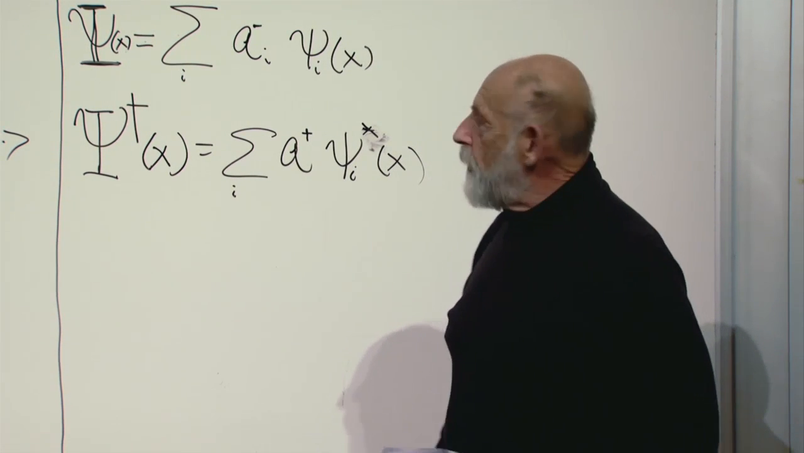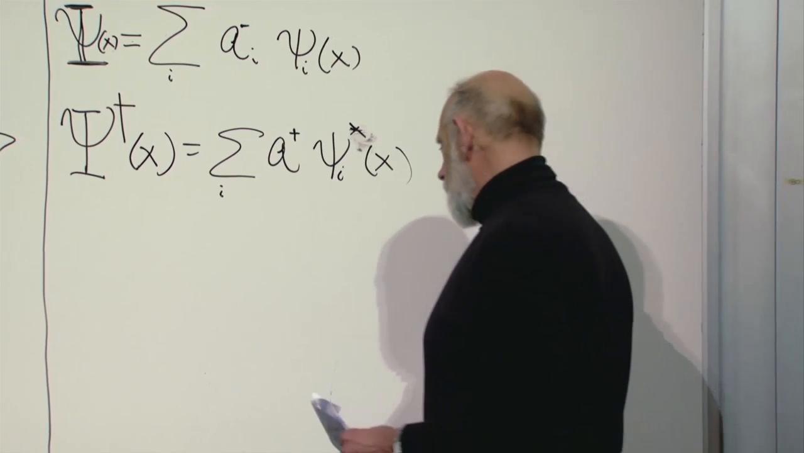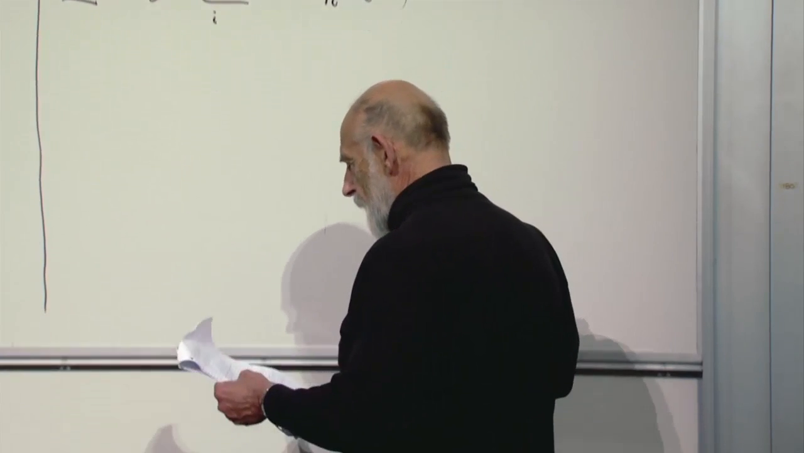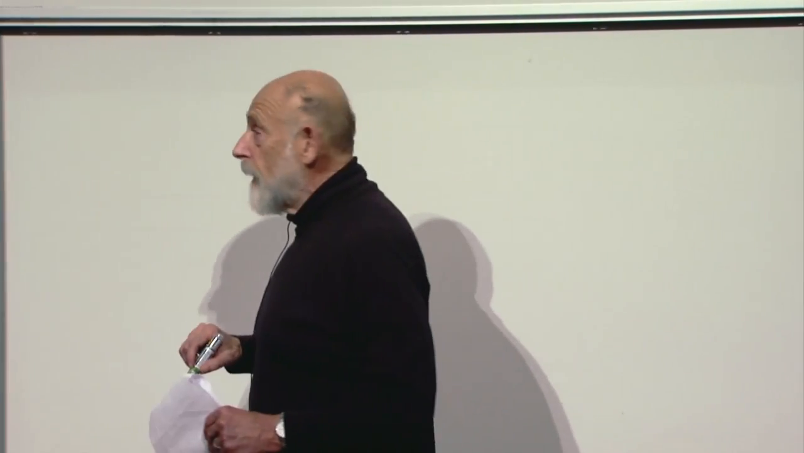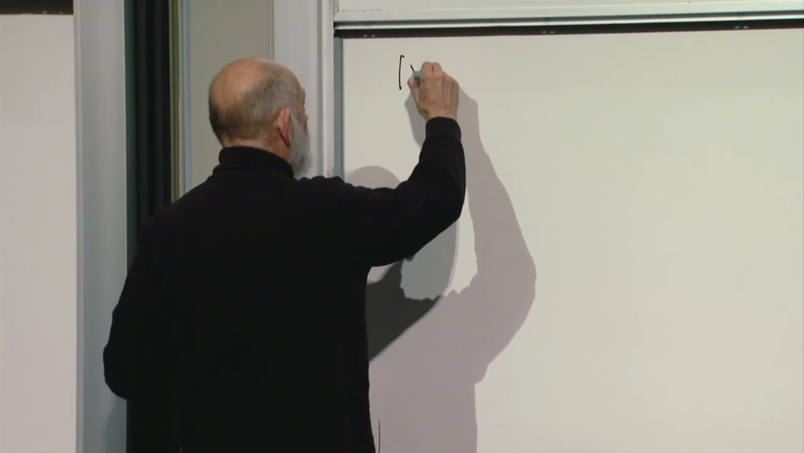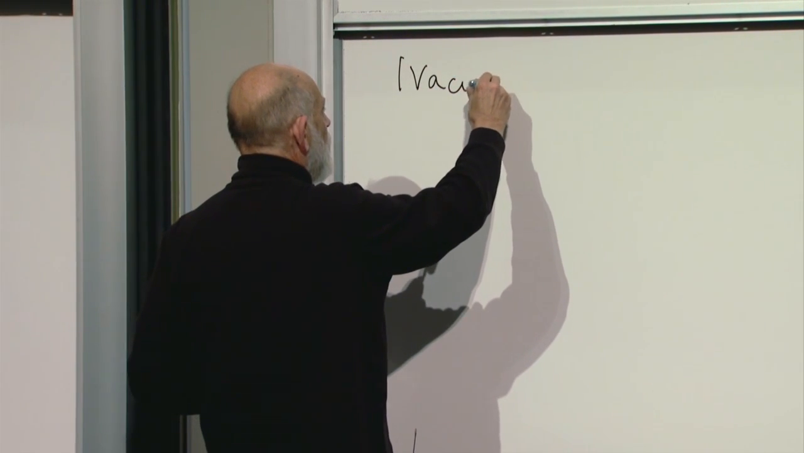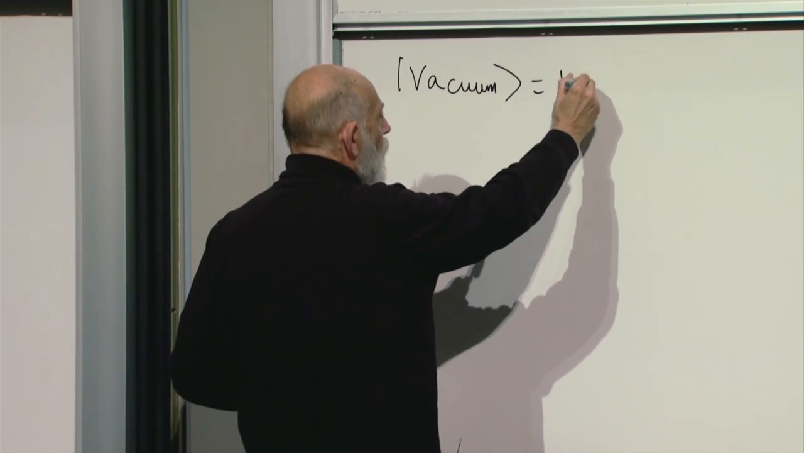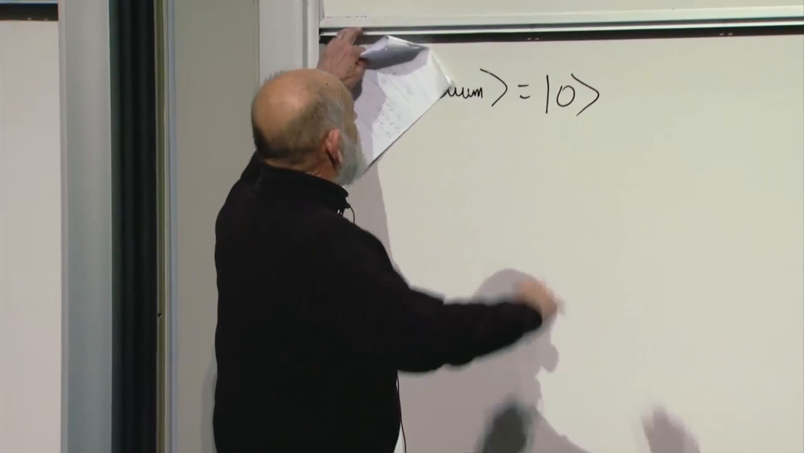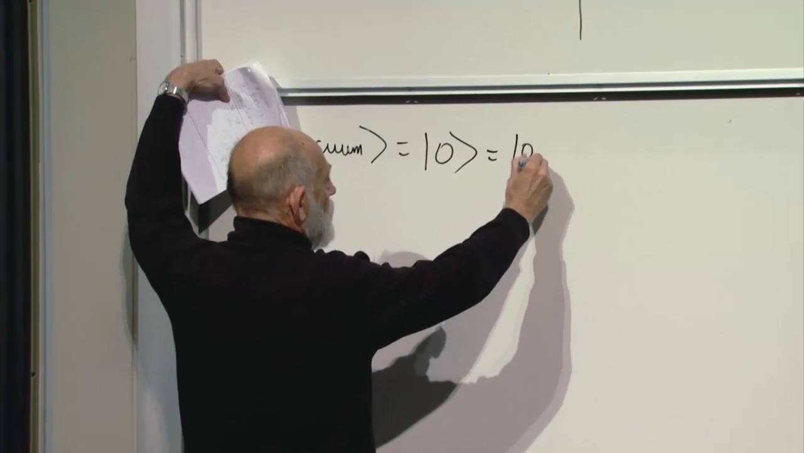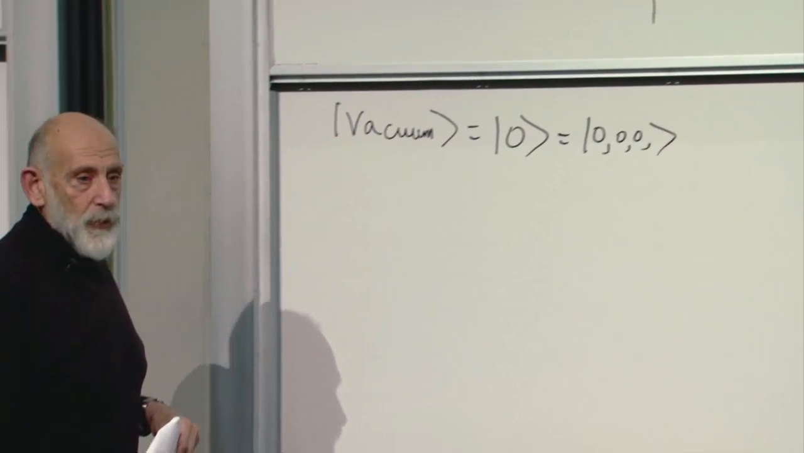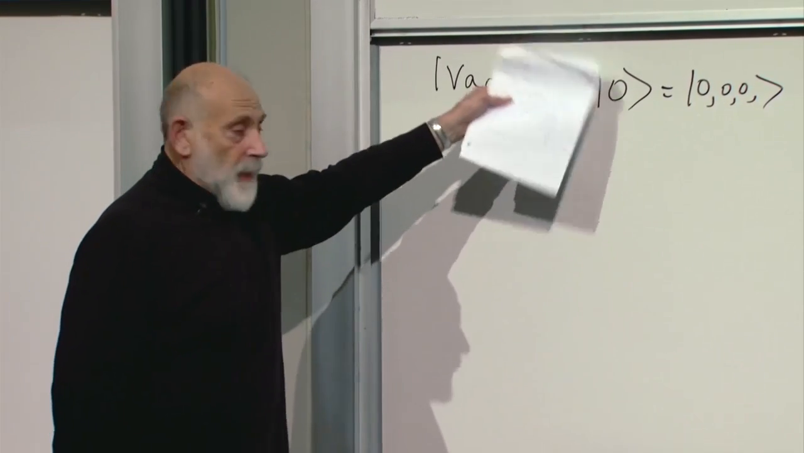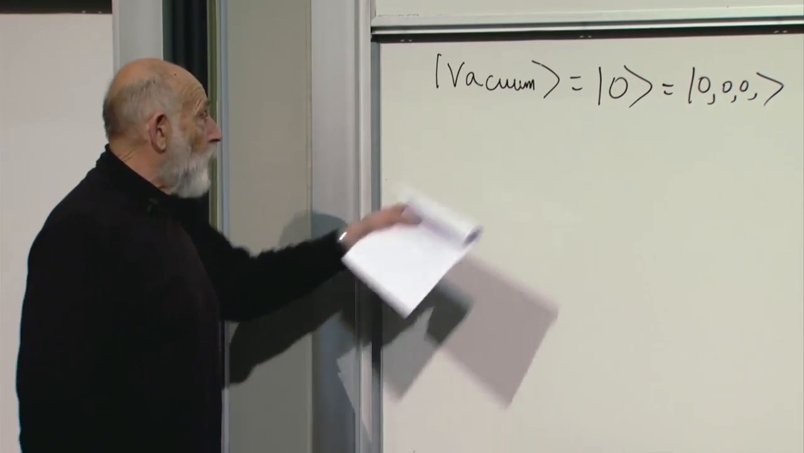Okay, now let me show you another interpretation of psi of x, what it does. In particular, let's ask what it does when it acts on the vacuum. The vacuum means a state with no particles in it at all. And so the vacuum, which we usually denote just by 0, is really the Fock space state in which all the occupation numbers are zero, sometimes just called the vacuum, or just called the state zero.